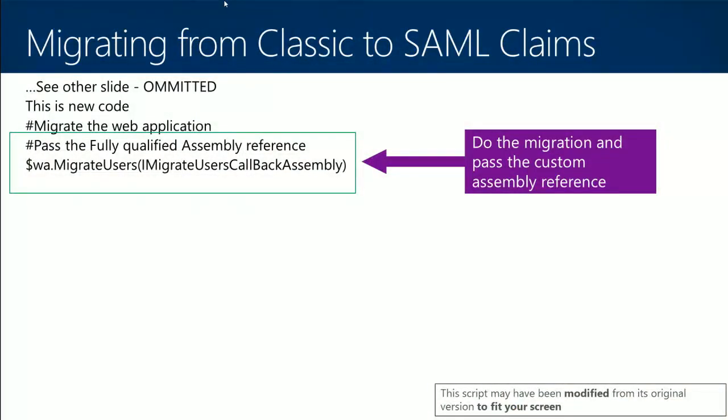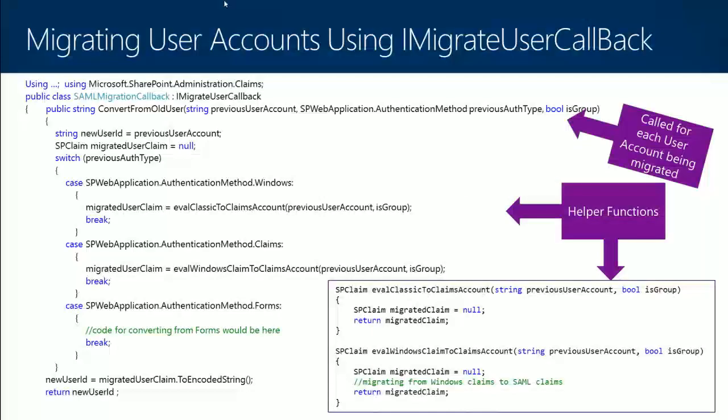All right, if you're going to migrate from Classic to SAML or Windows claims to SAML, you can use the tool that Nathan showed. You can write something, or you can use PowerShell. In this case, you're going to write a custom assembly, so the developer is going to write something. That assembly is going to implement an interface. SharePoint is going to then call back to that interface whenever it's migrating every single user, and you have an opportunity to do something with that user. So that's what that IMigrateUserCallback looks like.